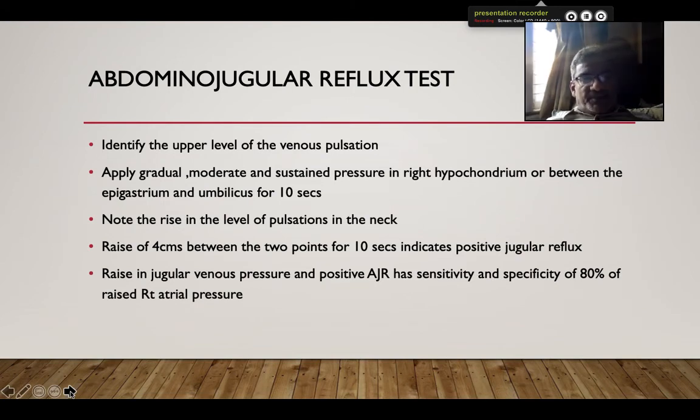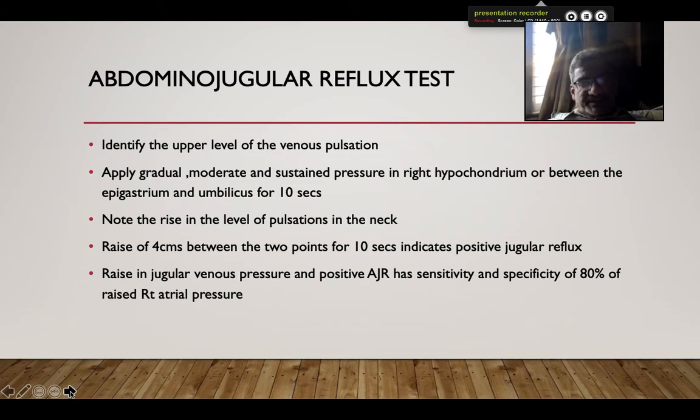Again, you get another point. Note the rise in level of pulsations in the neck. So you get 2 points: one before the abdominal pressure and another one after the application of abdominal pressure. So what is positive abdominojugular reflux test? A rise of 4 centimeters between the 2 points for 10 seconds indicates positive jugular reflux.